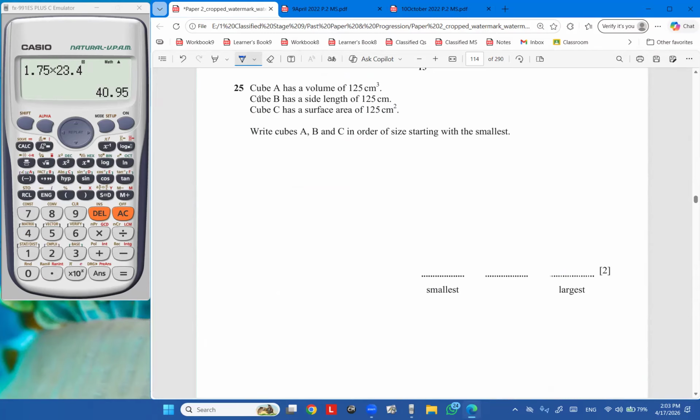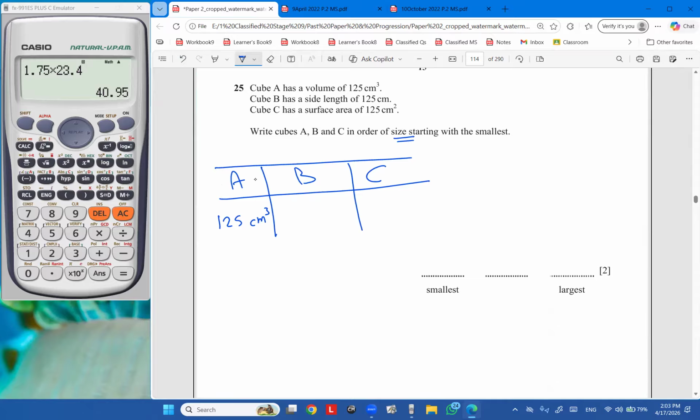Question 25 says to you that a cube A has a volume of this. So cube A, let's do this into a table. Cube A, cube B, cube C. Cube A has a volume of 125 centimeters cubed. We need to compare the volumes because they said write cubes A, B, and C in order of size starting with the smallest. So I need to compare the volume. All right, so here I'm going to need to compare the volume and start ordering from smallest to largest. So the volume of A is given to me.